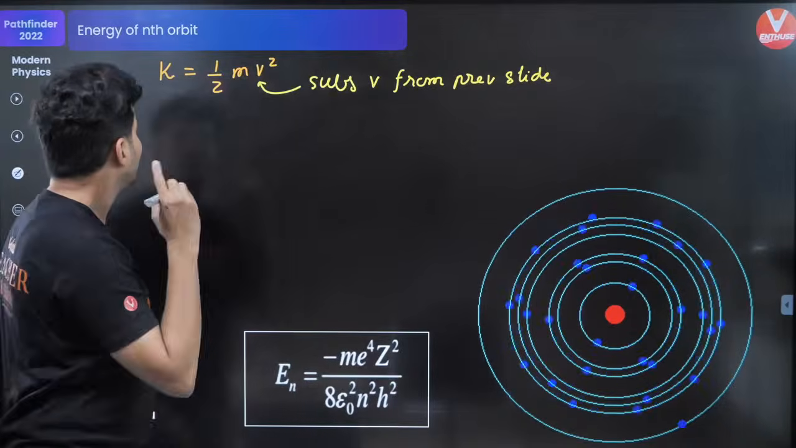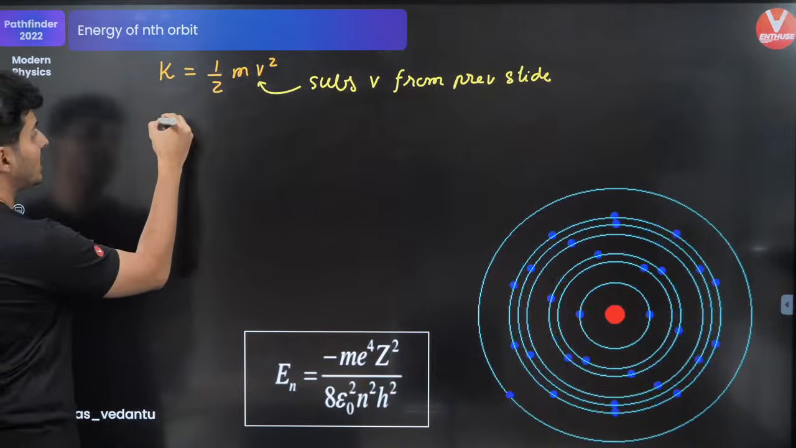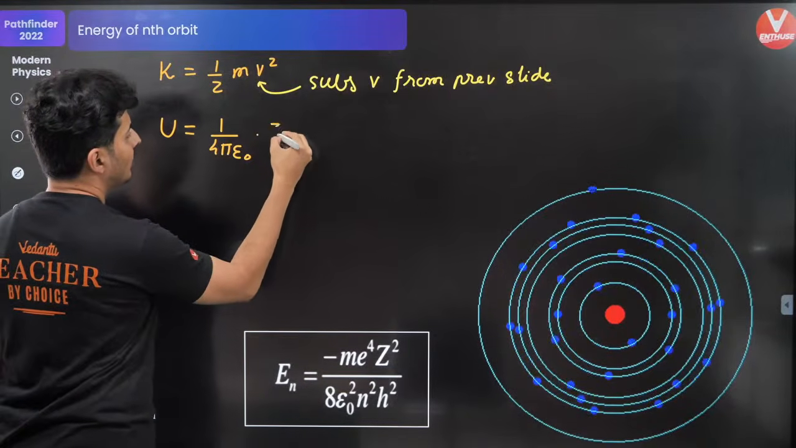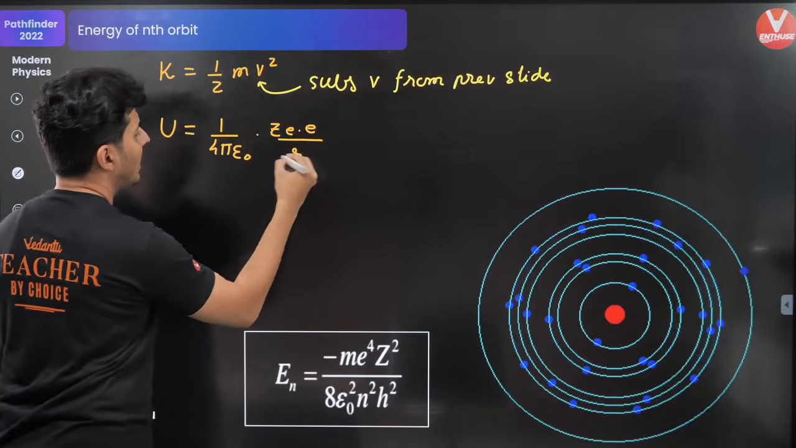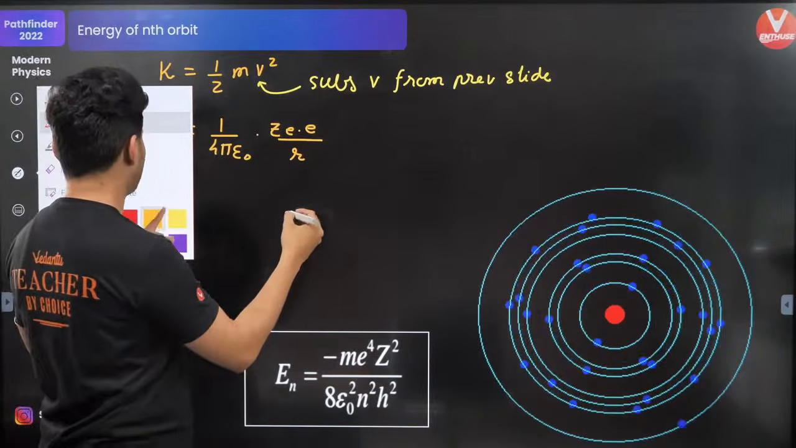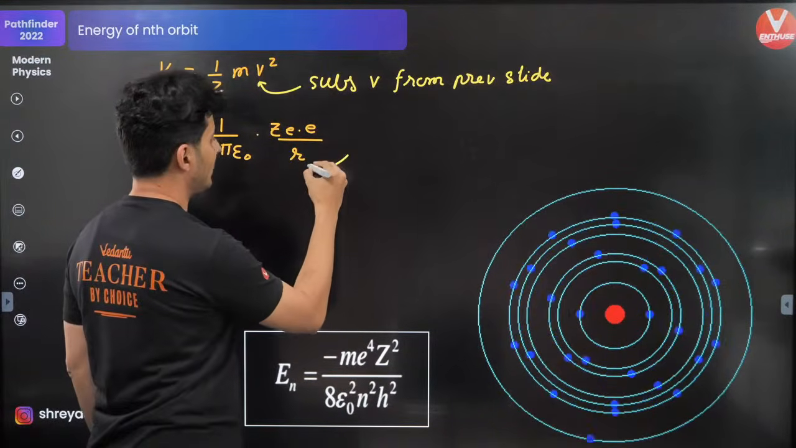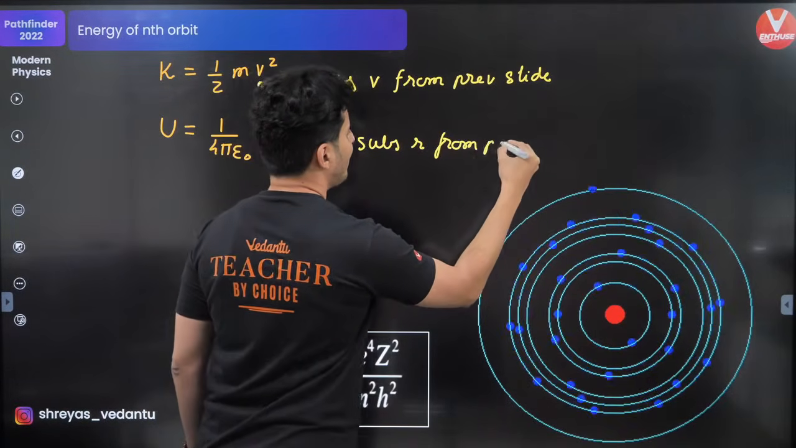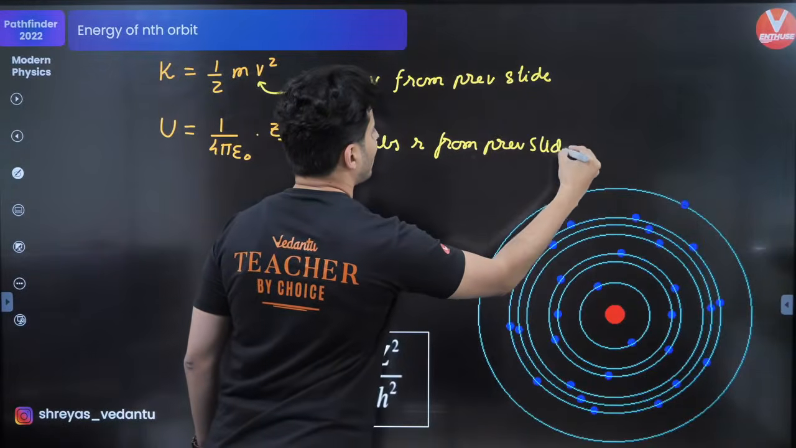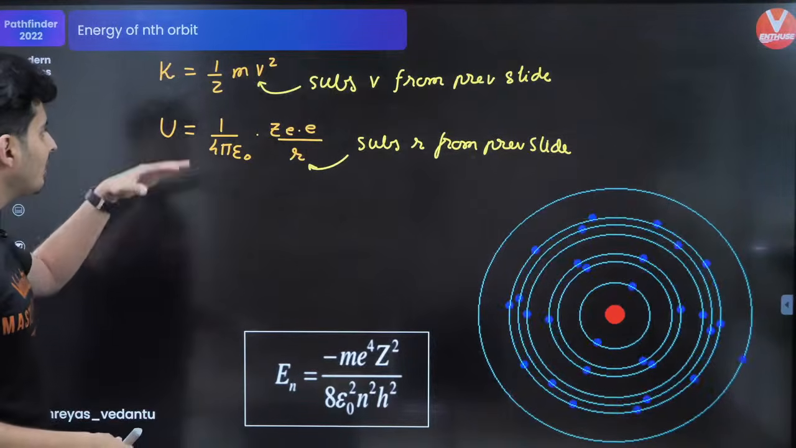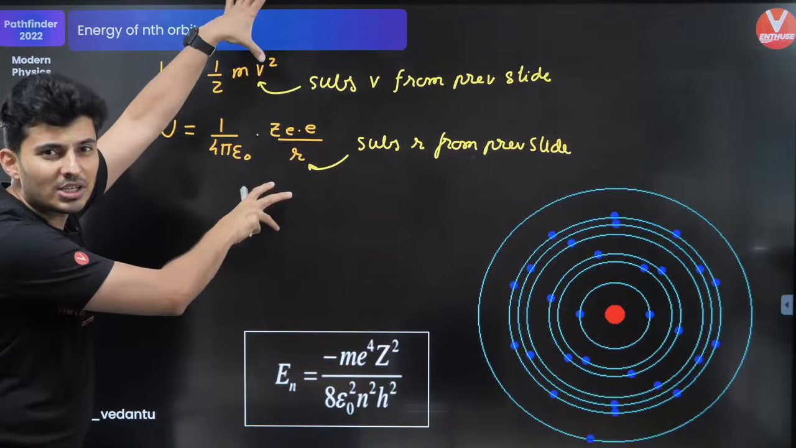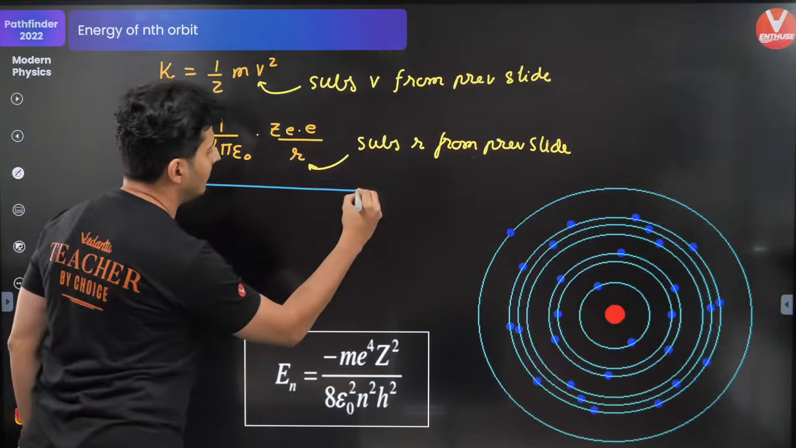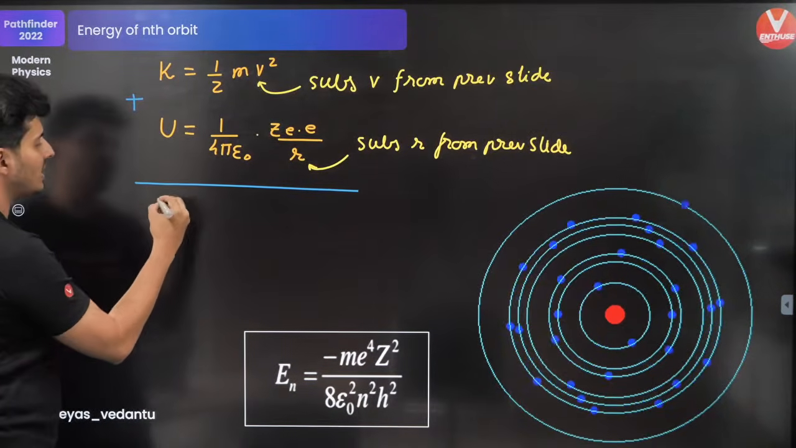That's very important. Then you can also find your potential energy, electrostatic, which is 1 upon 4 pi epsilon naught, charge into second charge divided by r. How do you find r? It was also found out from the previous slide. So substitute the value of r again from your previous slides. I have just derived that for you. Once you substitute that, you will get some bulky equations over here. Now, all you need to do is add both of them.